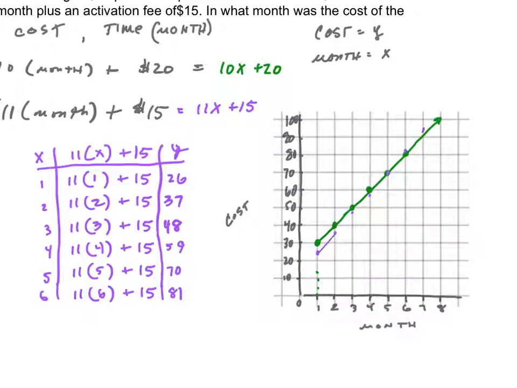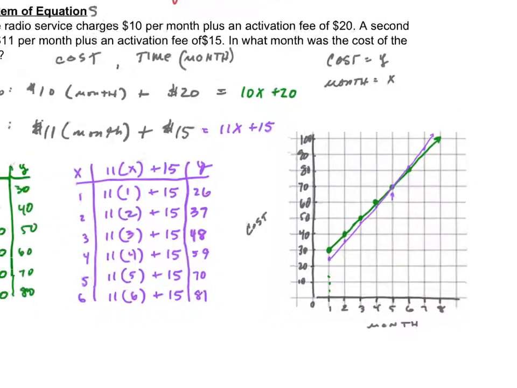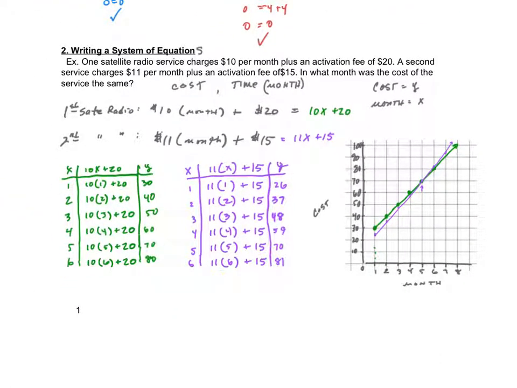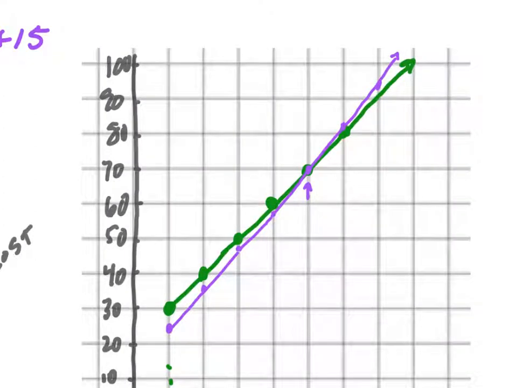So initially, the cost is a little bit less at $11 per month, but in the end, it breaks even. The costs are the same after 5 months, and beyond 5 months, we should be able to look at that and say, well, satellite plan number 2 is more expensive after 5 months. That's the kind of interpretation that you should be able to determine there, as we look at the graph, this is the break-even point.